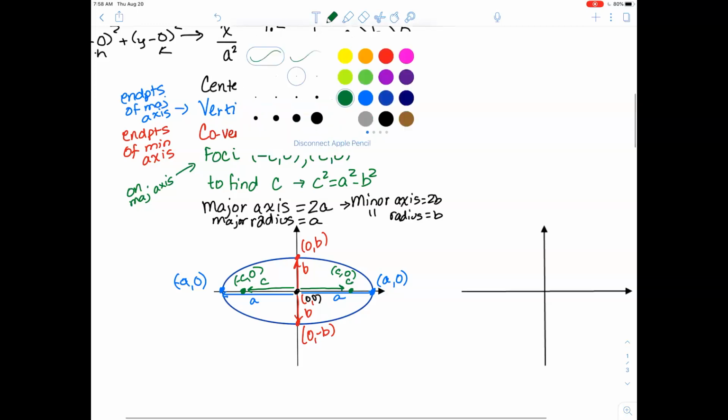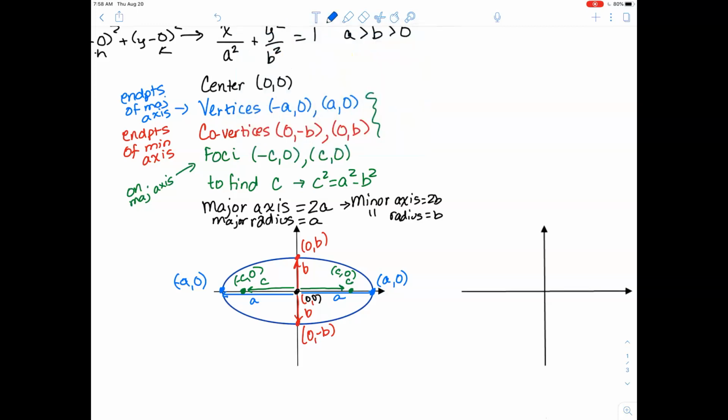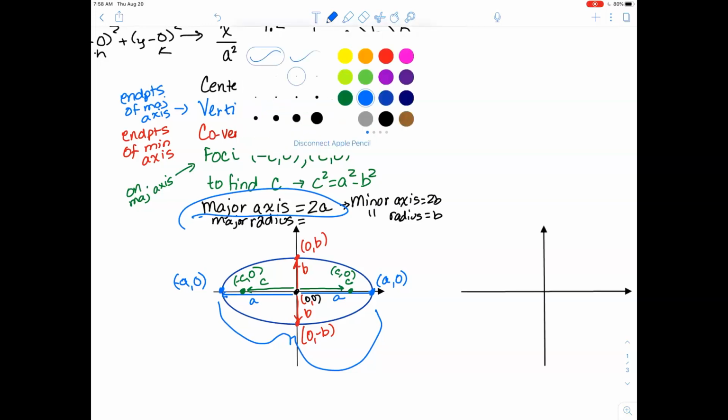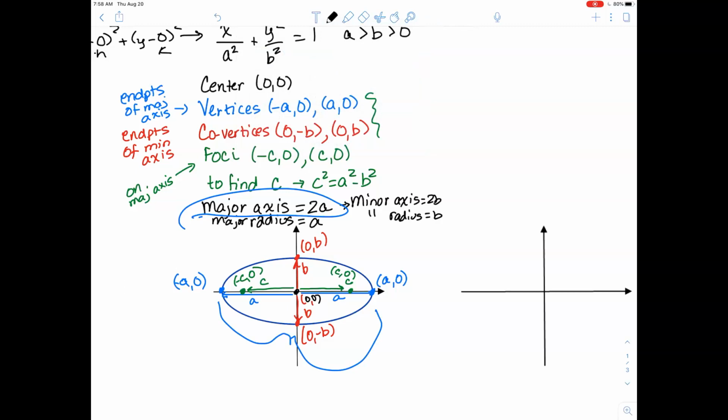And you can see here that the distance of your major axis is 2A. That's 1A, that's 2A, so that's your major axis. Your minor axis, same thing, up and down. Your minor axis is 2B, right? Because 1B plus 1B is 2B, and then your minor radius is just B.